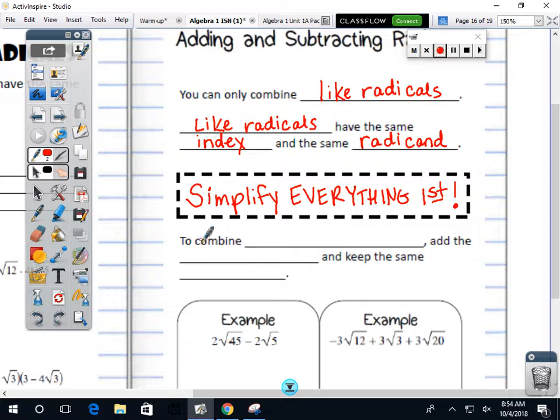To combine like radicals, you will add or sometimes subtract the coefficients, which are the big numbers on the outside, not the index, but the big numbers. And they don't have to match. Just the index and the radicand have to match, but the coefficients do not. And you keep the same radicand.